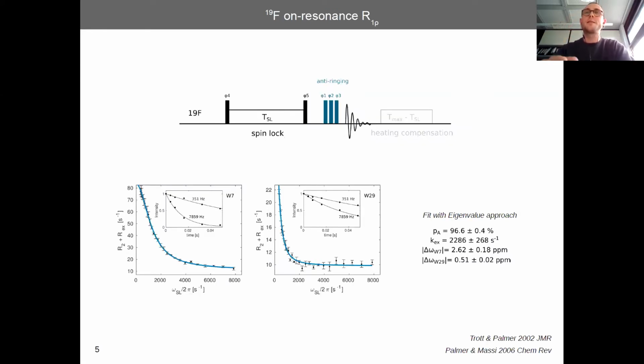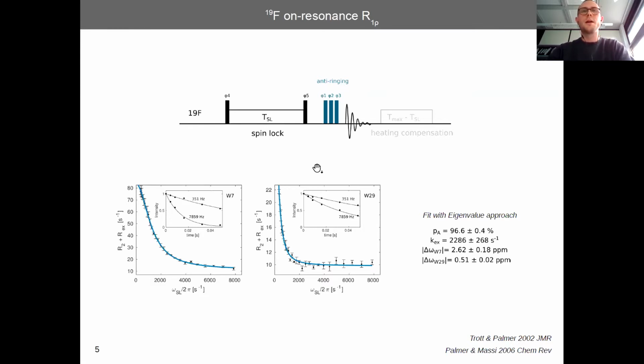The second experiment that we set up was the on-resonance rotating frame relaxation. This experiment is advantageous if you want to study faster exchange, because you can go up to 20 kilohertz for your spin lock field. The way this experiment works is that you do a 90-degree pulse, then you apply your spin lock, you go back, and we do this anti-ringing sequence again at the end, and the heating compensation. You do that for different spin lock lengths and extract the intensities, and then you can fit the intensities with an exponential decay. From this exponential decay, you get R1 rho, the rotating frame relaxation. You have to record these experiments separately because it has to be on resonance.